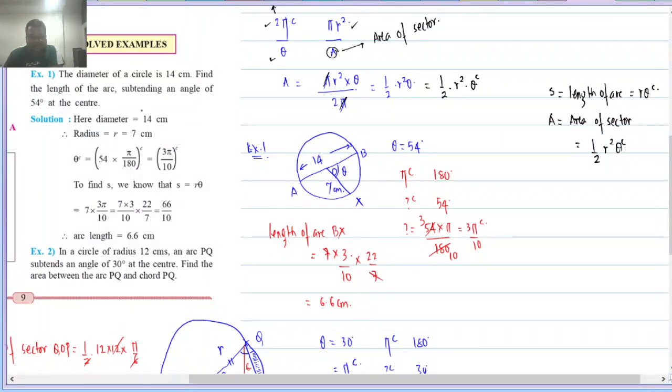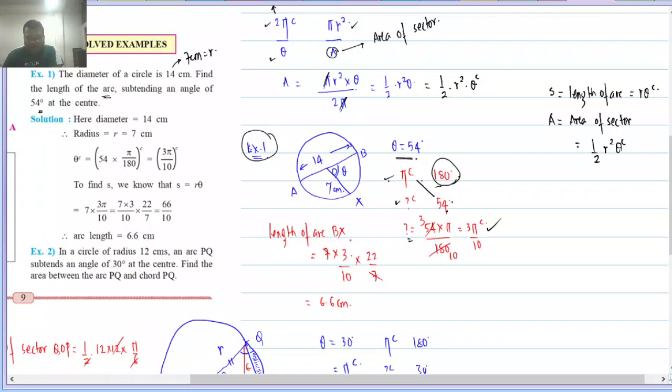Okay. The diameter of a circle is 14. So what is the radius? 7 centimeters. Find the length of the arc subtending an angle of 54 degrees at the center. Let's look at this circle for example 1. AB is the arc which subtends an angle theta, where theta is 54 degrees. We know that pi radians is 180 degrees. So how many radians will be 54 degrees? We get 54 into pi divided by 180. So I got 3 pi by 10.